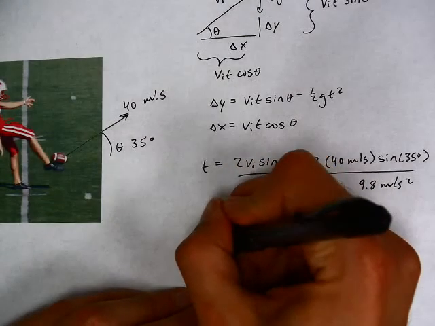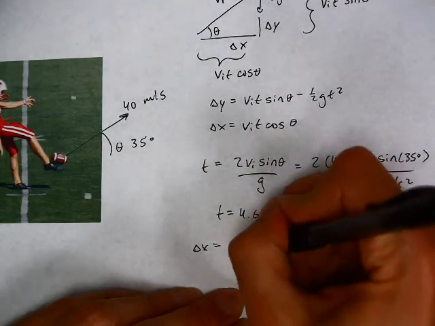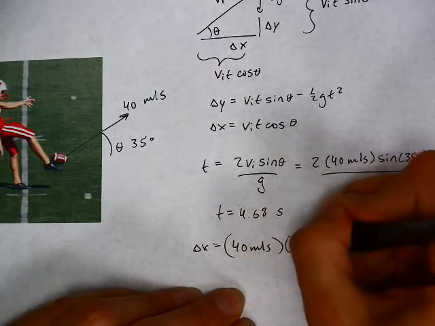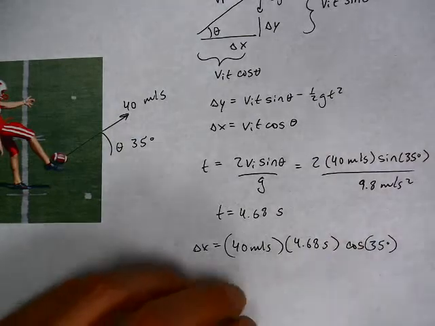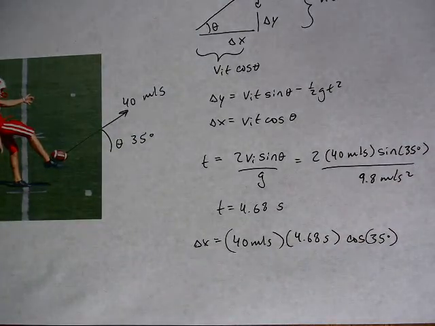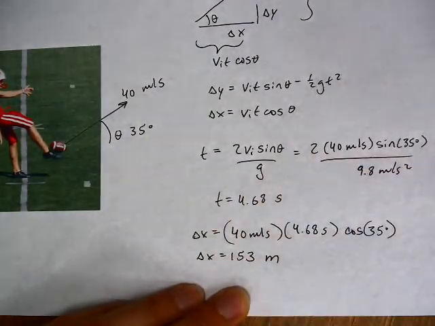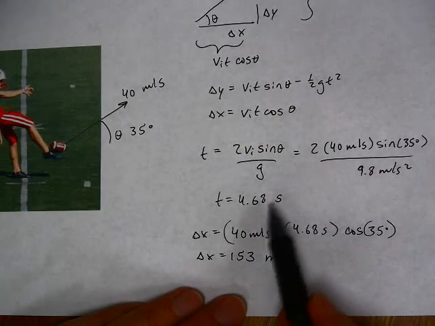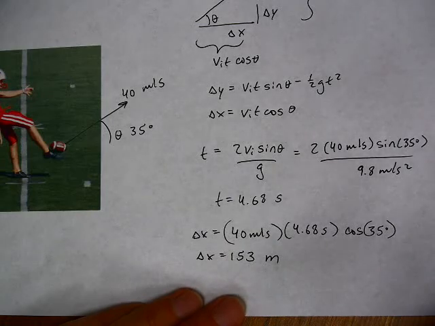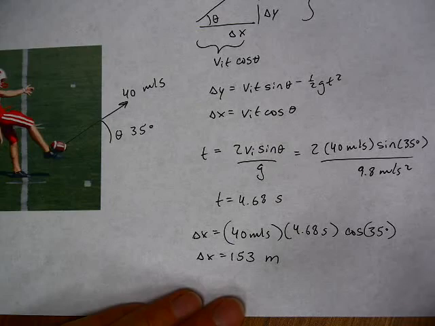And how far laterally does it move in 4.68 seconds? What is the range? Well, delta x equals VIT cosine theta. There's our VI. Now we have a t to plug in, and cosine of 35 degrees. And I get delta x is 153 meters. That is the range of the football. How long does it take to get to its highest point? Half of 4.68. I think I can do that one in my head. 2.34 seconds.